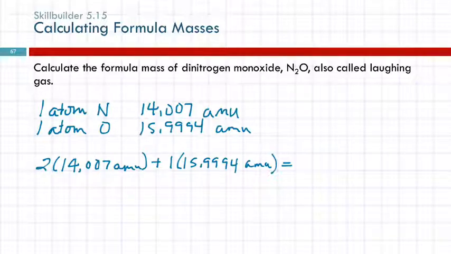So 2 times 14.007 plus 15.9994 equals 44.0134 is what my calculator tells me, atomic mass units. I'm having issues with my stylus here.